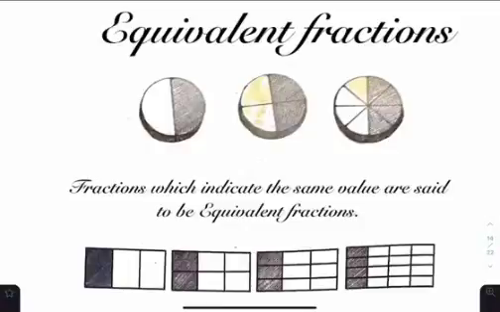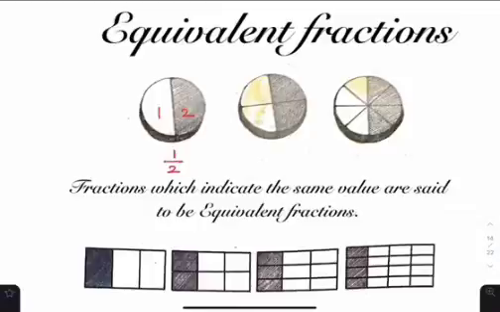To the next concept, equivalent fractions. Fractions which indicate the same value are said to be equivalent fractions. If you observe the figure, there are three circles and each one is divided into a different number of sections. For example, the first one is exactly divided into half. That is, only one part is considered out of two because the whole circle is divided into two parts. That goes to the denominator and only one is considered because one is shaded. I take it as half.